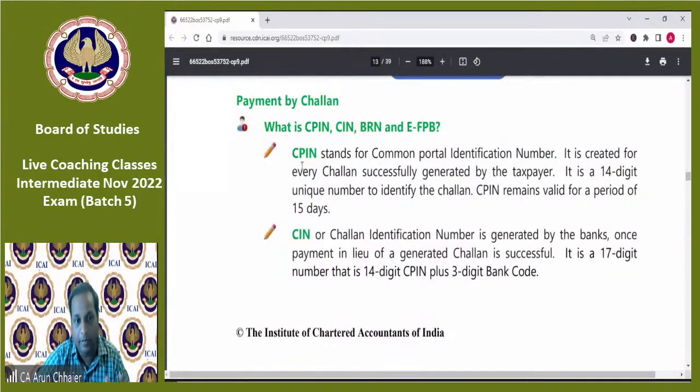When we are making the payment by challan, then these terminologies come up: CPIN, CIN, BRN and EFPB. Sorry. The CPIN stands for Common Portal Identification Number.